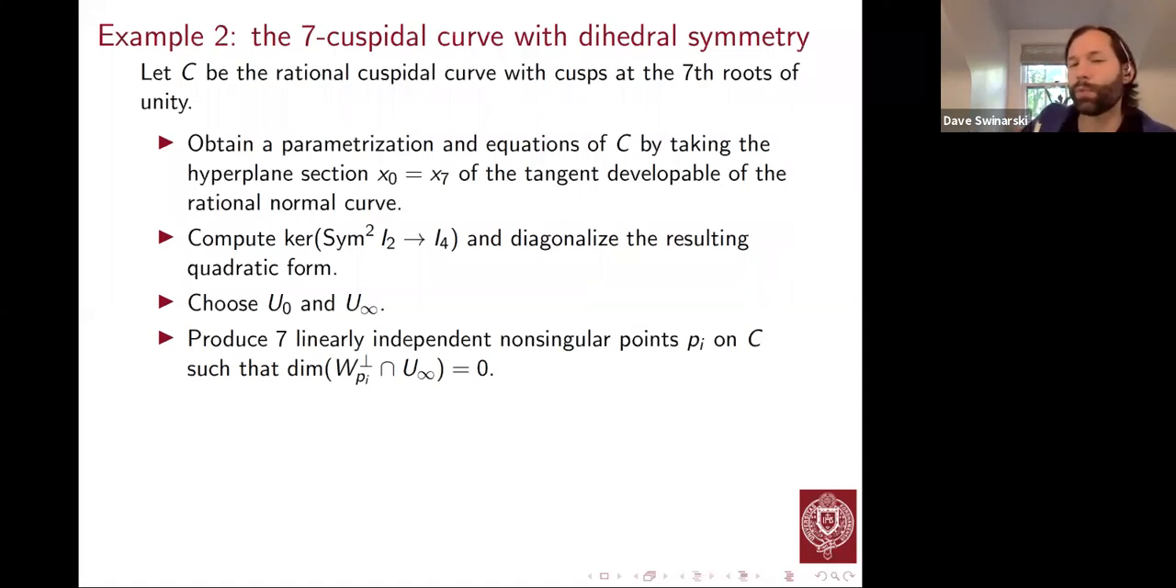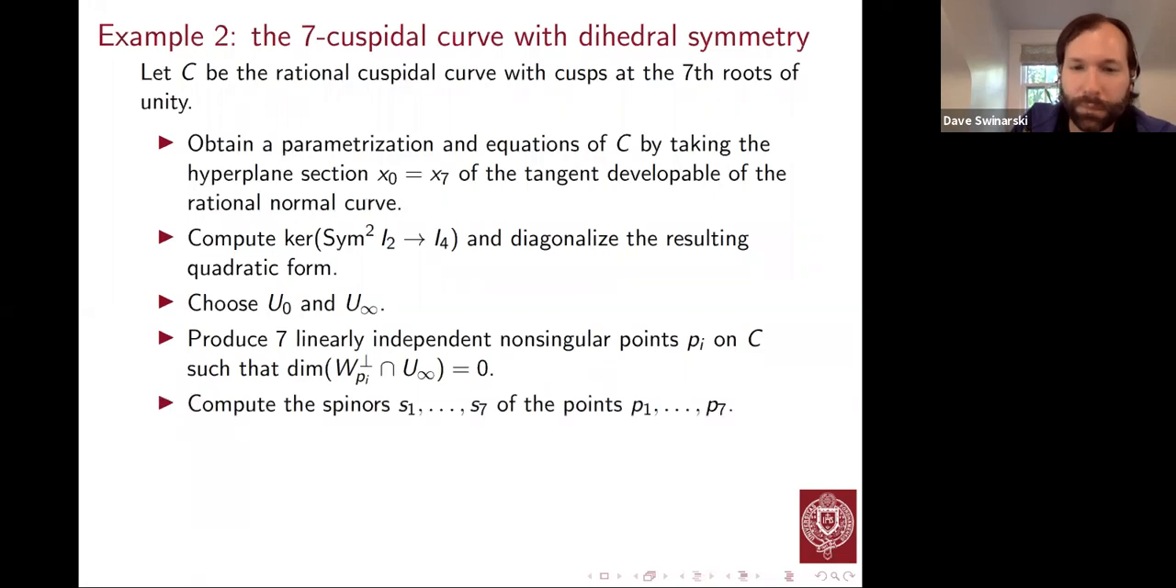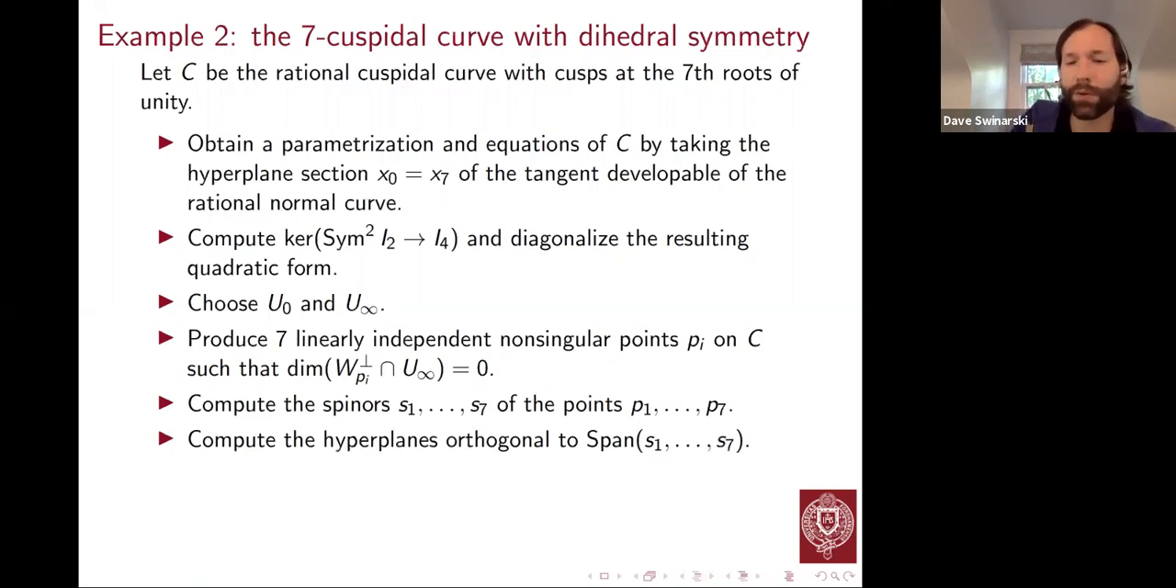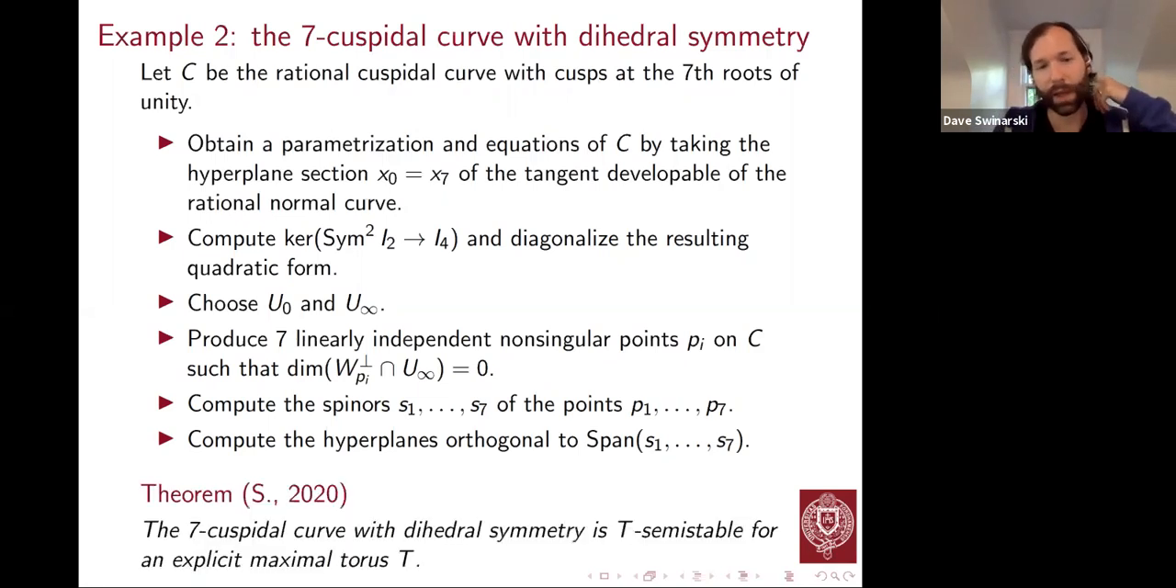I just produced a bunch of smooth points on my curve C, which was easy to do because I had a parameterization. I compute the spinors of those points and the hyperplanes that are orthogonal to those spinors. And so I get my 9 hyperplanes that way. Once again, the output is nothing that you would want to see on the screen, but I went on to compute the state polytope, and it shows that this curve is also T semi-stable for the maximal torus T that I described earlier.